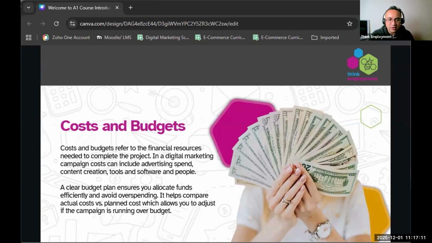All of that is going to have to go into your costs, and you've got a budget. So how much you're going to spend, which applications you're going to use. A clear budget plan ensures you allocate funds efficiently and avoid overspending. Because if you're spending too much, like something that you can pay monthly, maybe $19 per month, $36 per month, and so on in different packages, you need to look at which one is relevant, which one you can use, but also not overspending.